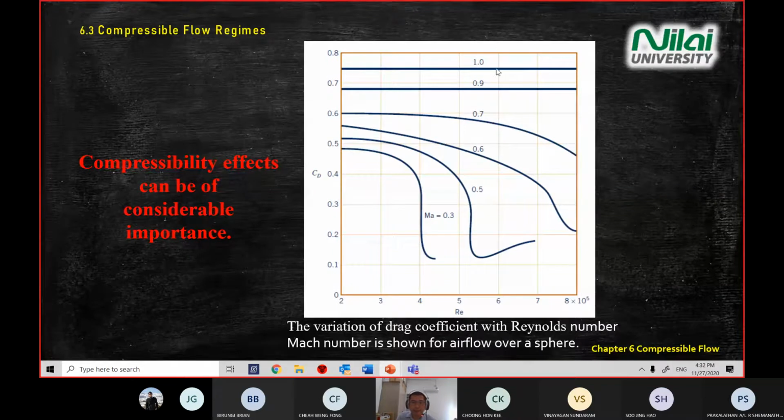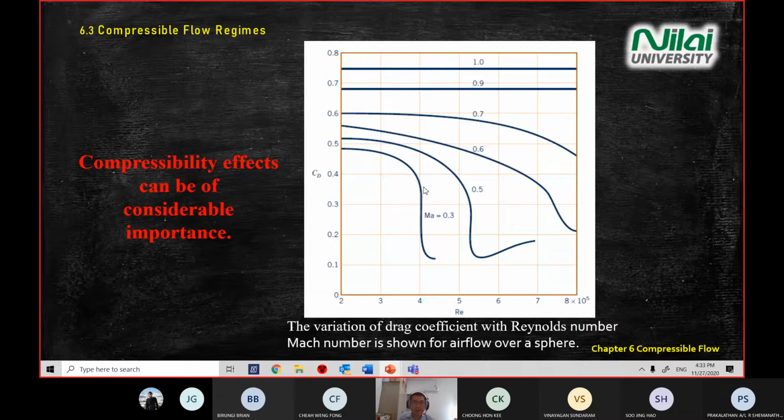If you plot, you can see that if the Mach number is 1, you have a straight line, meaning a constant drag coefficient on this graph, equal to maybe 0.75 CD. From this CD, you can calculate the drag force on a round object. If you reduce the speed, the Mach number drops, and you will see different behavior of the curve.